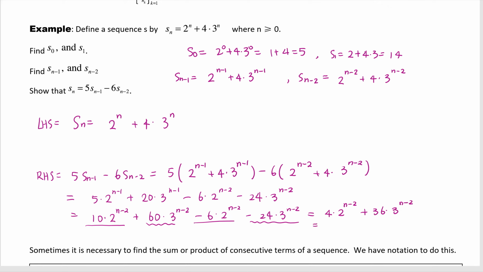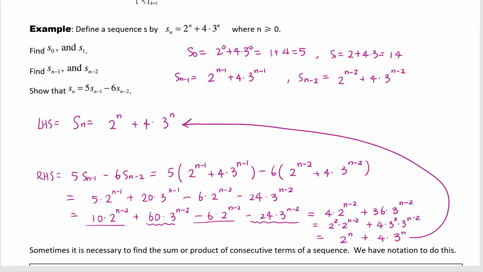Now 4 is actually 2 squared, and 36 is actually 4 times 9, and 9 is 3 squared. You see what happened? We can combine them. We get 2 to the n, and we get 4 times 3 to the n. Then the left-hand side equals the right-hand side, and we have proved it.